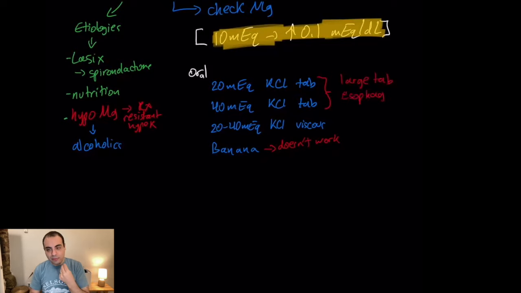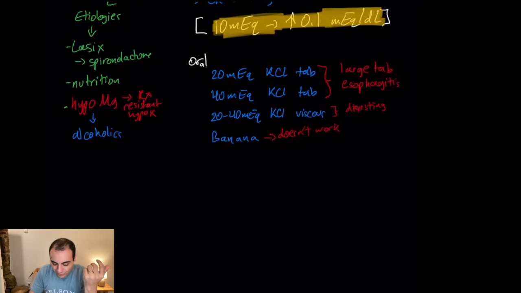When you take a potassium tablet, you have to tell the patient to sit up for at least 30 minutes after taking it and drink enough water so that it goes down. Otherwise, if they take it lying down, it's going to sit in the esophagus and cause esophagitis. The viscous does not have this problem. It's not large and it doesn't usually cause esophagitis. But what is the problem with the viscous? It's disgusting. Patients don't like it. It tastes really horrible, so they don't like to take it. But really, these are your options in terms of PO.